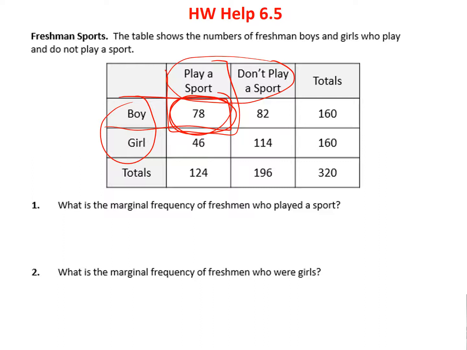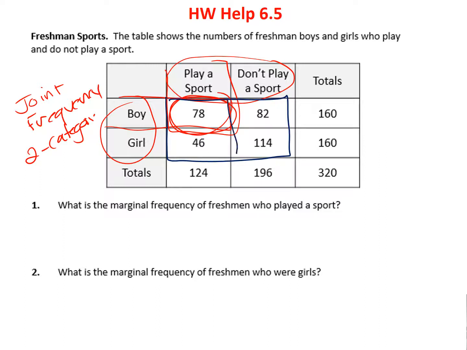And we call that a joint frequency, because when you have a joint, you're putting two things together, so you have two categories. Everything in all four of these boxes here describes joint frequencies. 78 boys who play a sport, 82 boys who don't play a sport, 46 girls who play a sport, 114 girls who don't play a sport. So each of them has two.